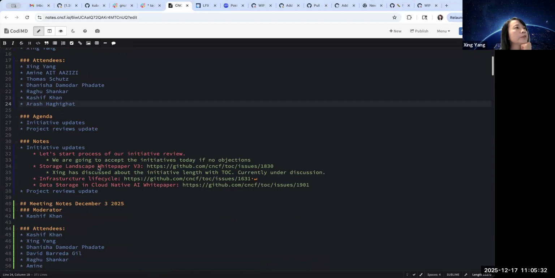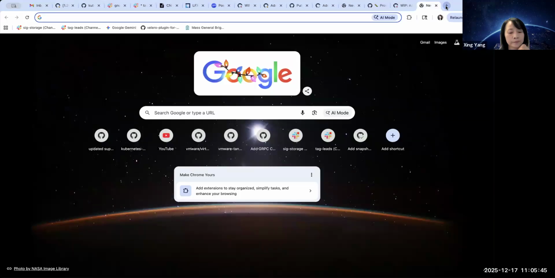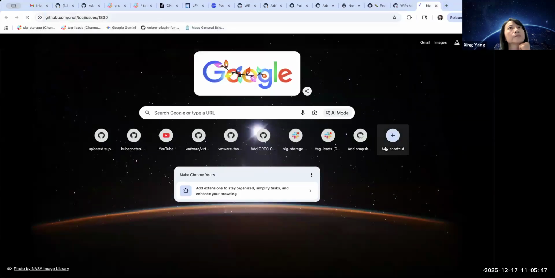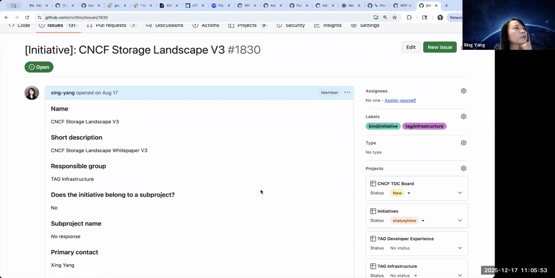Now, the first initiative is storage landscape white paper V3. We have a storage landscape white paper from previously, TAG Storage, before the TAG reboot. We published two versions of it, so this is the third version.